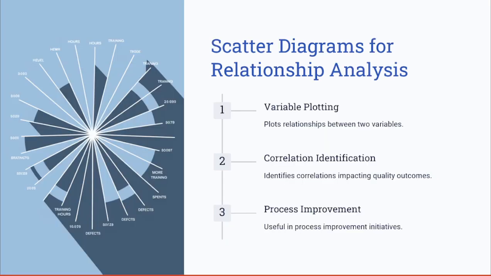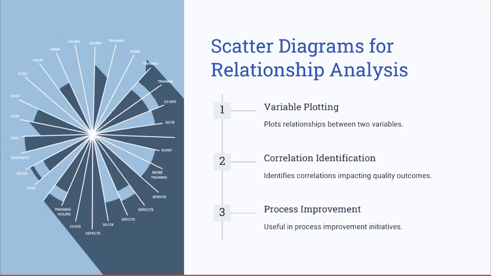Also, scatter diagrams are part of the tools and techniques that you can follow to understand the relationship between two variables within the quality control process. Scatter diagrams explore the relationship between the variables. They plot the relationship between two variables, and can identify correlations that could impact the quality outcomes.